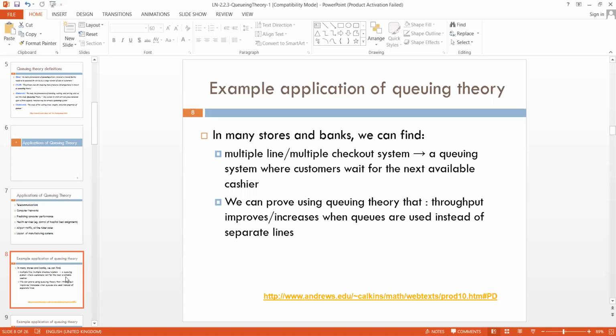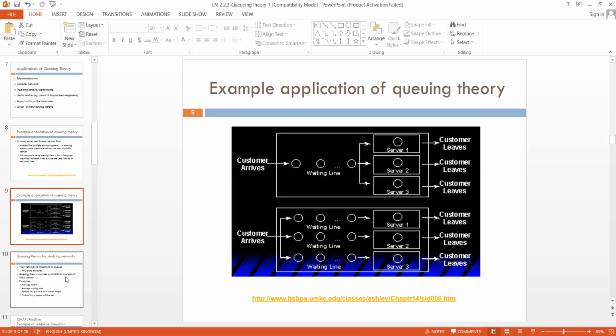Example: in many stores and banks, we find multiple lines, multiple checkout systems. A queue system where customers wait for the next available cashier. We can prove using queuing theory that throughput improves or increases when a single queue is used instead of separate lines. So we've seen this before. Here we have a single queue, multiple servers. We can also have multiple queues, multiple servers.